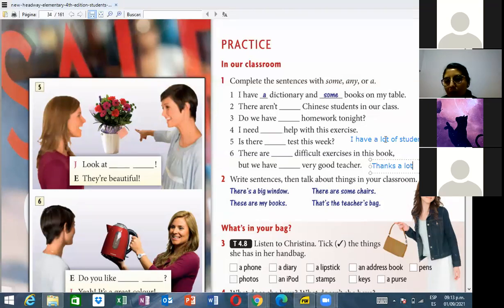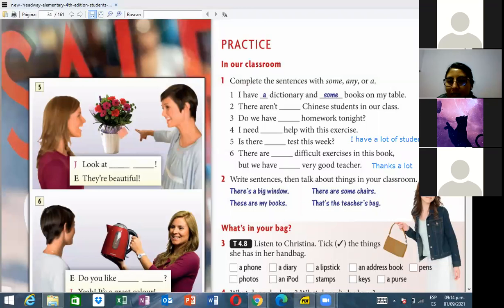No, eso está mal. ¿Ok? Siempre, si va a estar en medio, tienen que estar los tres: a lot of. Si va a estar, digamos, al final, entonces no es necesario a lot of. Ok, solo a lot, thanks a lot. That's it. Dos ejemplitos que son los más comunes, quizá.